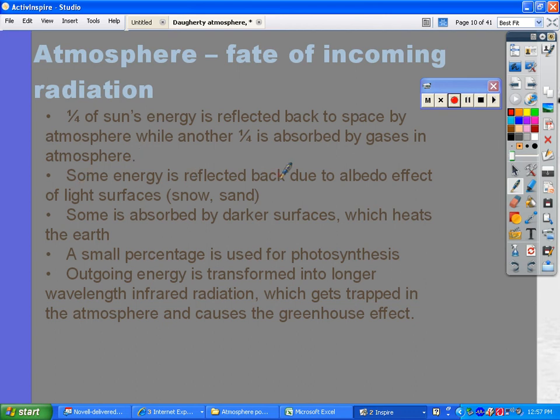Some energy is reflected back due to what's called the albedo effect. We'll talk about that more when we get to climate change. That's just the phenomenon when you have a white or a light-colored surface, it's going to reflect light, whereas a darker surface would absorb. So on our planet, areas that are snowy or sandy will do reflecting of the light. Some light is absorbed by darker surfaces, which would actually aid in heating the planet. A small percentage of incoming light is used for photosynthesis.